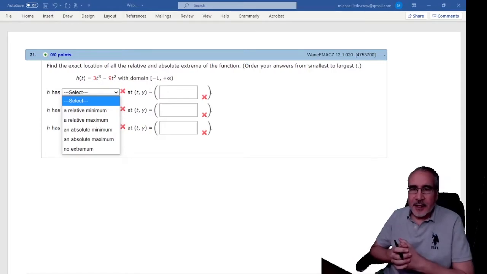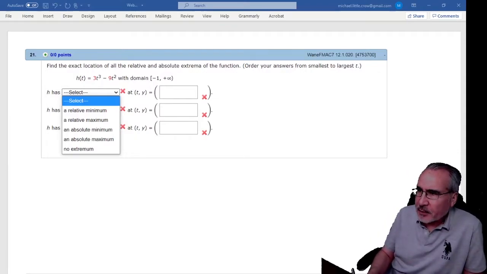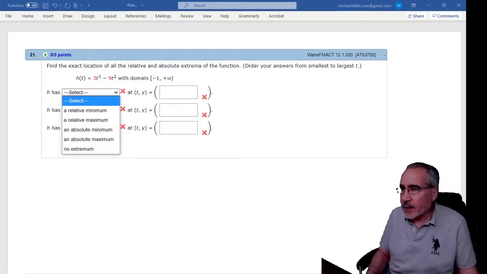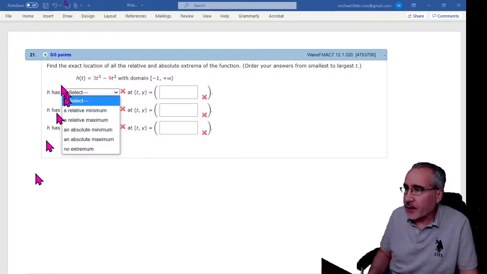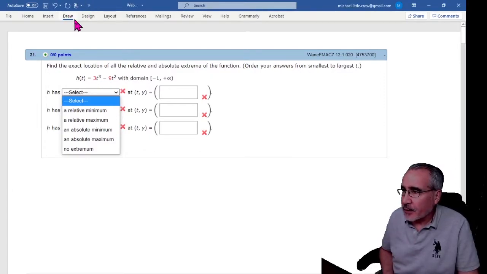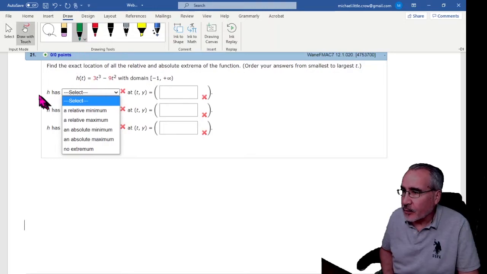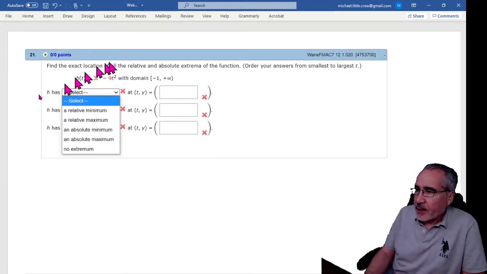Okay, let me try to crank out another 10-ish problems. I don't know, 9 or 10 before I head off to bed. Here is 21. Get back over here. And what we're going to do with these, use green again, exact location.